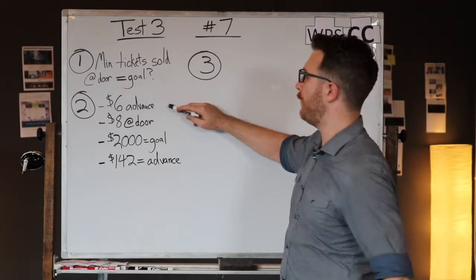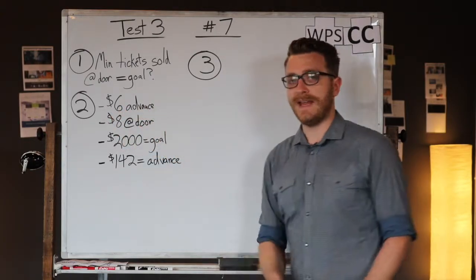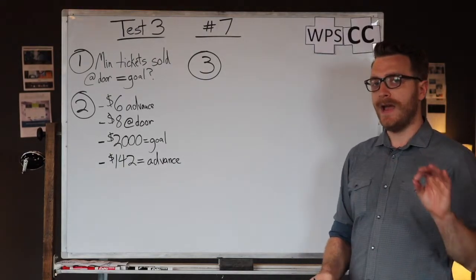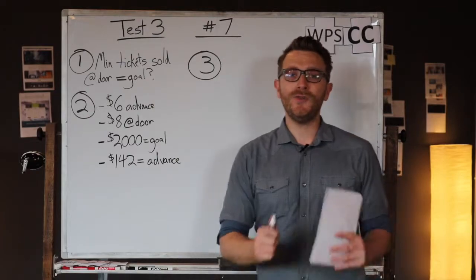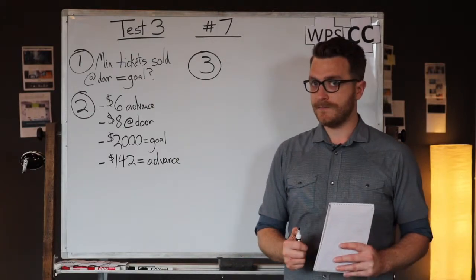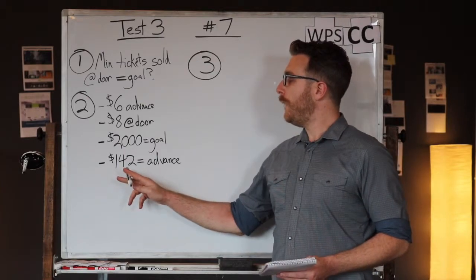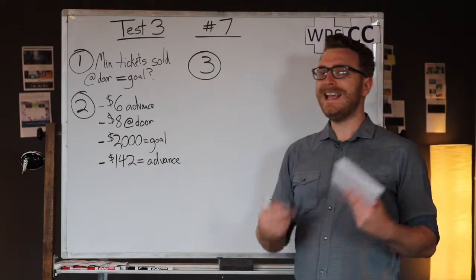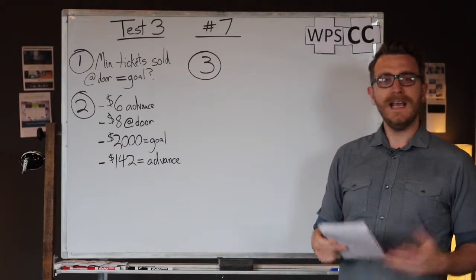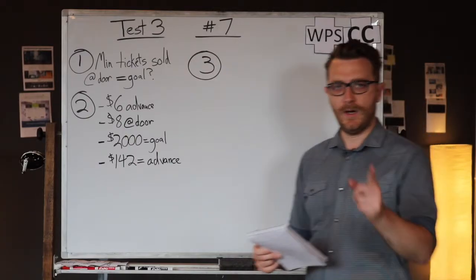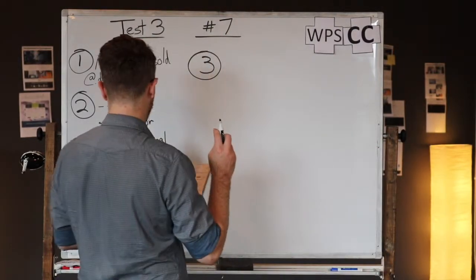Now, let's look at the information we already know. That's step 2 of the word problem strategy. We know that the tickets cost $6 in advance and $8 at the door. The goal is to get $2,000 from the event. And they've already made $142 in advance. So I think the easiest way to do this is to set it up as an algebraic equation. That might sound a little intense. I promise you, you can do it.